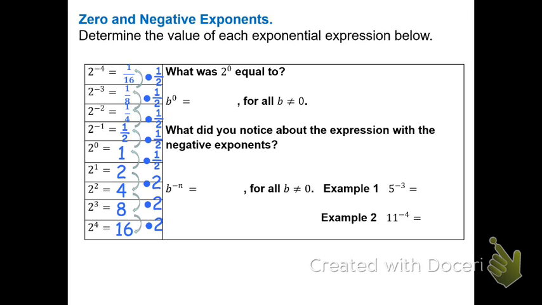Let's discuss it. Well, let's start with the zeroth exponent. What was 2 to the 0 equal to? Look at the table again. 2 to the 0 is equal to 1. And this is going to help me to derive my rules for the zero exponent. B to the 0, that is any base with the exception of 0. You cannot do 0 to the 0, that's undefined. Any base with the exception of 0 raised to the 0 is going to be 1.